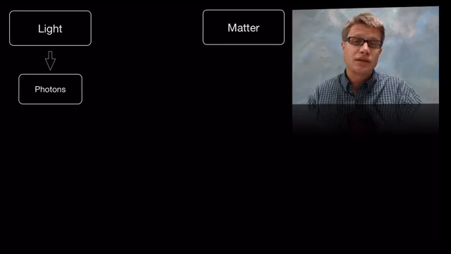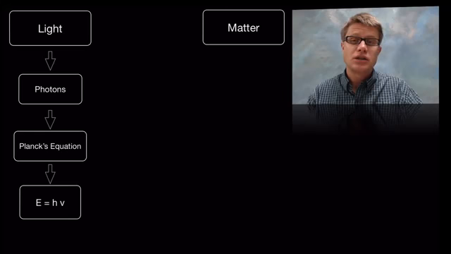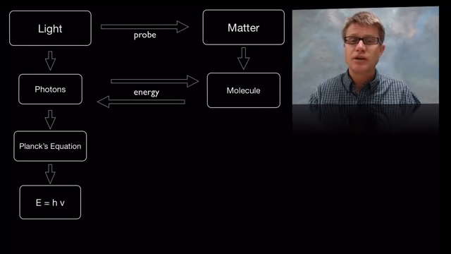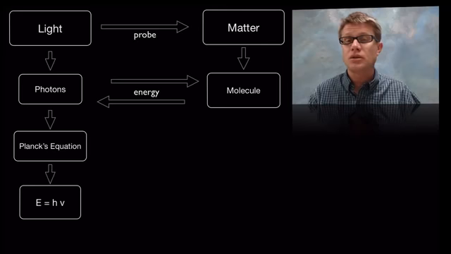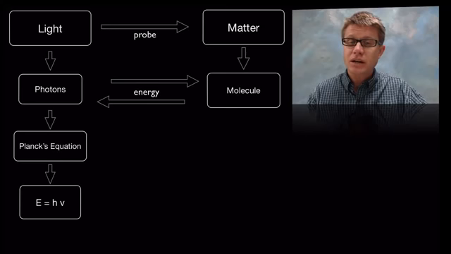Remember, light travels in these little packets called photons, and we can quantify its energy using Planck's equation, where energy is equal to h nu, and h is going to be Planck's constant, and nu is going to be the frequency of the light. But we can use these little photons to probe matter and figure out what it is, because if you have a molecule and it absorbs a photon, it absorbs a certain amount of that energy. And when it releases a photon, it releases some of that energy as well. And so we can use different types of photons to figure out different things about molecules.